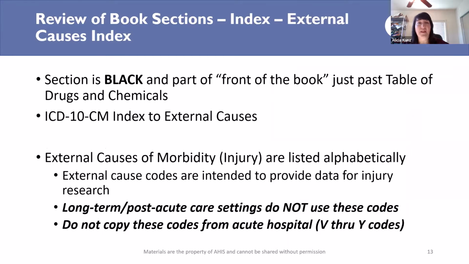Then you have a whole section that's in black, and that's the index to external causes. So this whole section is external causes of morbidity or injury. Again, those are alphabetical. These are statistical codes. So in acute hospitals, they are required, in California anyway, to use these codes and submit them for statistical research. If you ever wonder where insurance companies get statistical data on injuries, these codes go a long way towards doing that.